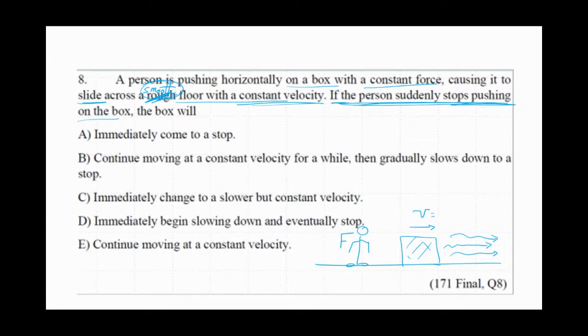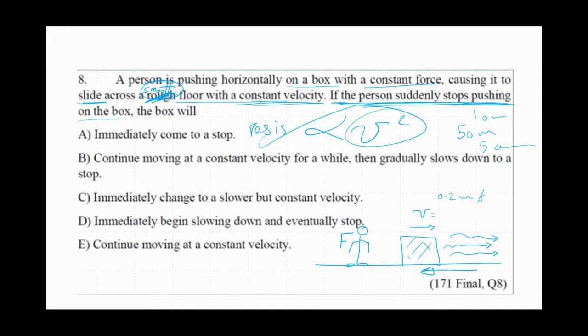Air resistance is considered at high speeds because it's proportional to the square of the speed. So if you are talking about an object that's moving at 50 meters per second, 100 meters per second, 500 meters per second, you have to consider the air resistance. But when you talk about a box on the ground at 0.2 meter per second or 0.1 meter per second, compared to the friction, it's negligible. Okay, understand this point? Okay, got it. Thank you.